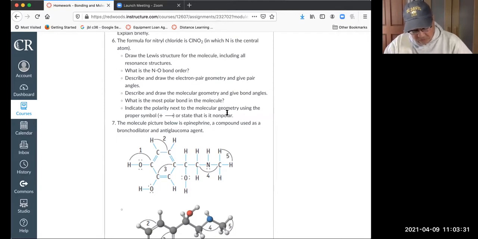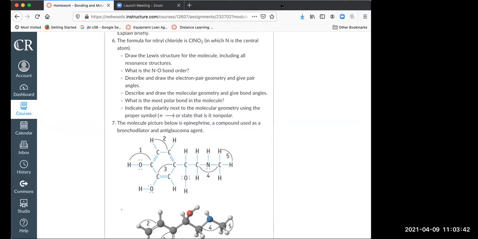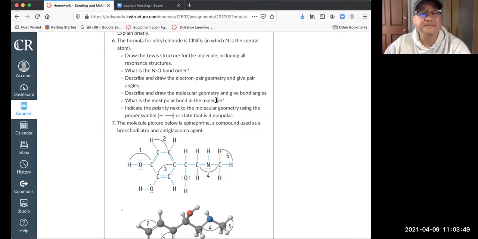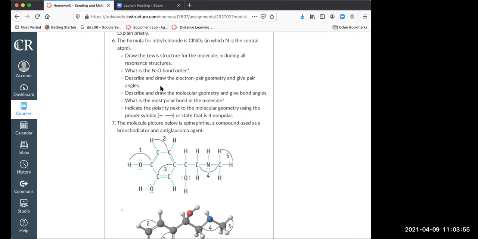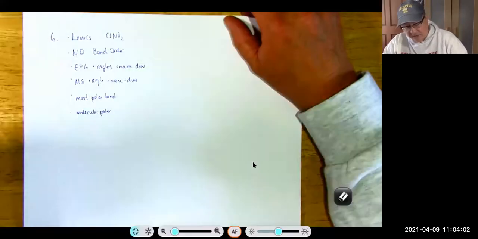The only thing this doesn't really include is bond length and bond strength. But this is pretty much the whole chapter in one problem. Do you think the homework is pretty comprehensive of the material we have to know for the exam? I try to make it that way. I try to make the homework challenging because the exam is challenging. Okay, so I'm going to change my share. And so here we go.